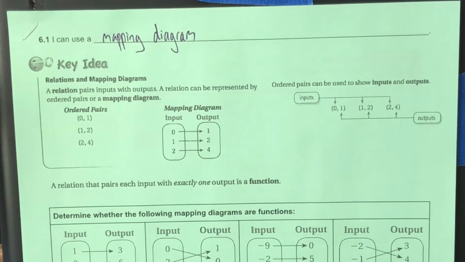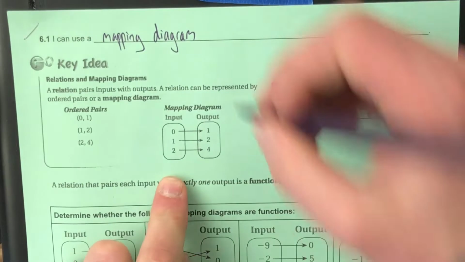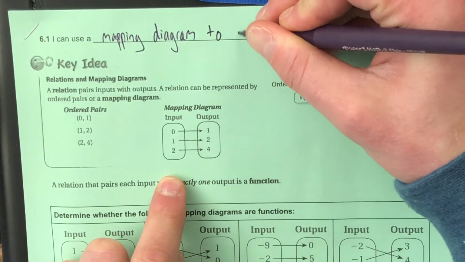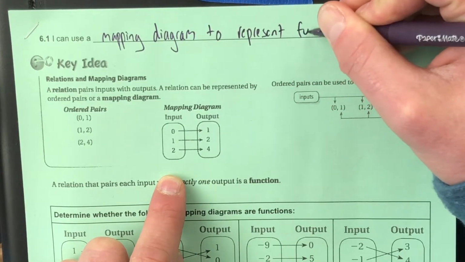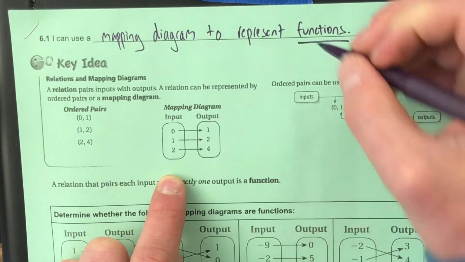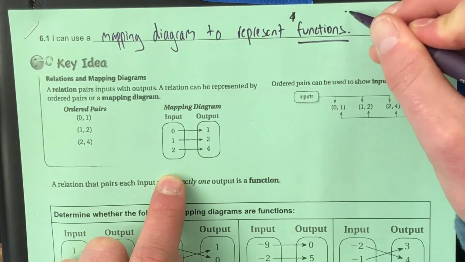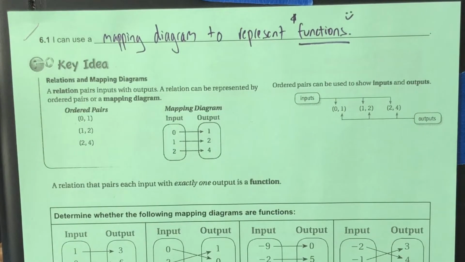Okay, scholars, so here is 6.1. We are using mapping diagrams to represent functions. Functions. All right, I'm going to underline this. I'm going to star it. I'm going to smiley it. Chapter 6 is all about functions, and we're going to be putting the funky back in functions.